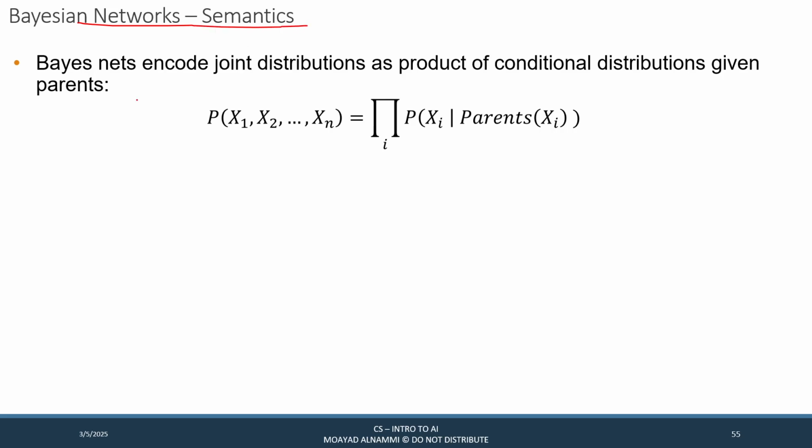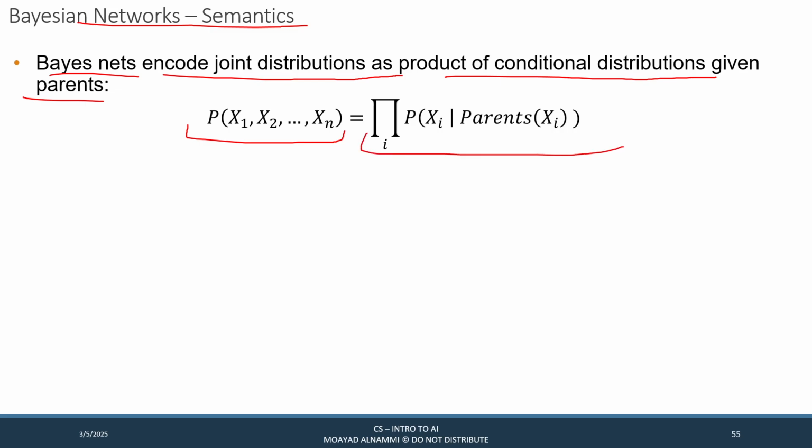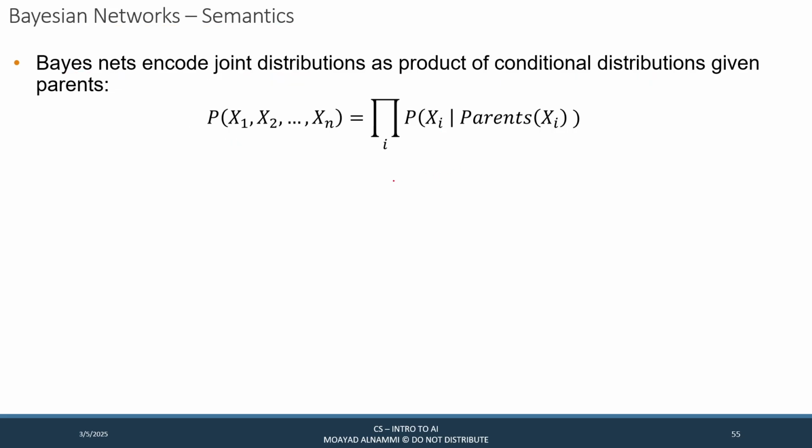In terms of semantics, the Bayesian network encodes the joint distribution as the product of conditional distributions given the parents. We've seen this with A, B, and C. So if you have n variables, your Bayesian network encodes the joint as a product of the probability of the variable xi given its parents in the network.